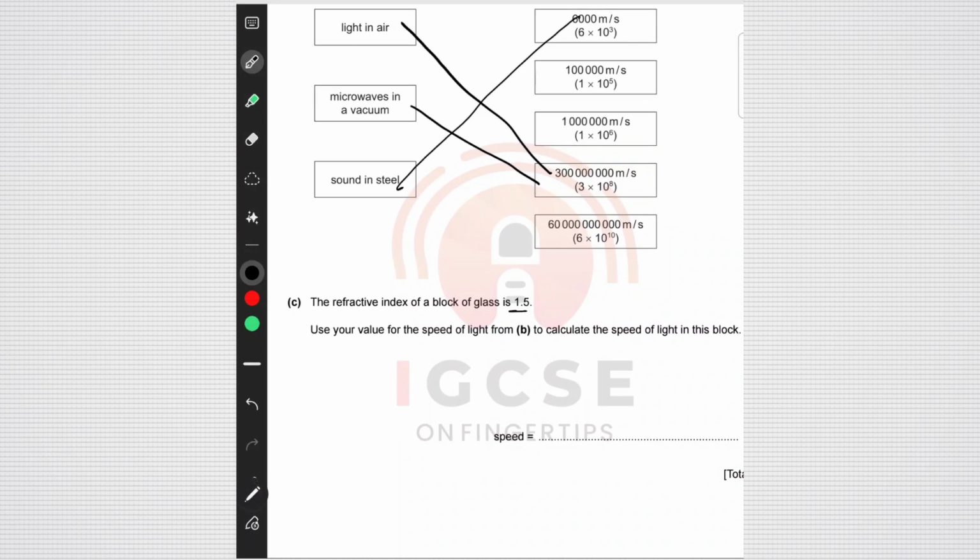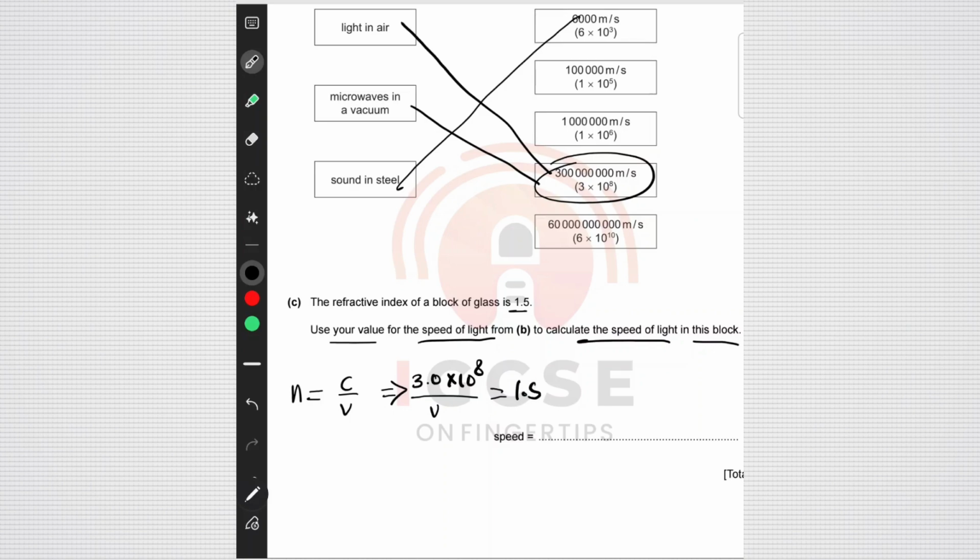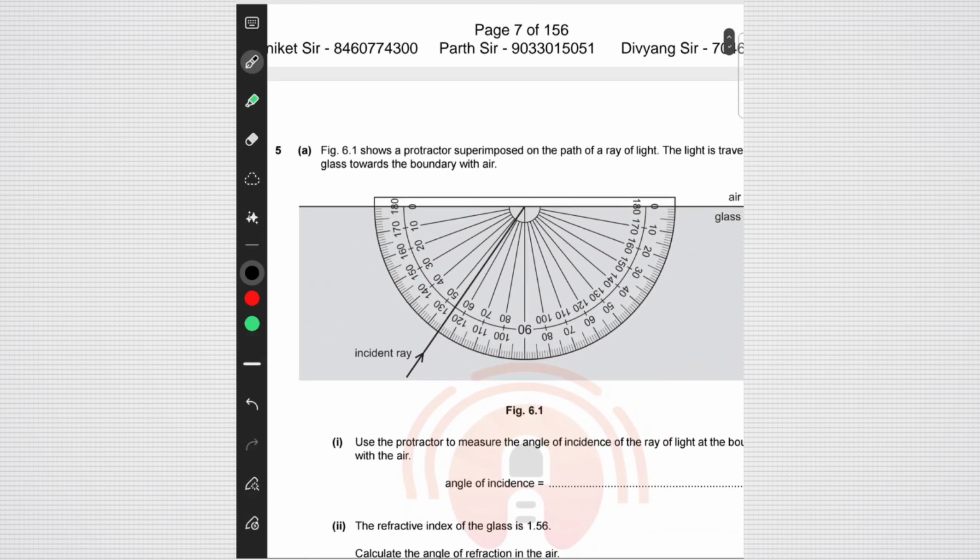Refractive index of a glass block is 1.5. Use your value for the speed of light to calculate the speed of light in this glass block. So you can write n is equal to c by v. We have done a very similar question over here, 3.0 into 10 to the power 8, the value that I have used, divided by V. I don't know the value of V, but it is given that the refractive index is 1.5. So V is equal to 3.0 into 10 to the power 8 upon 1.5, which will give me 2.0. Because the question has stated significant figures, I will write 2.0 and then I will add units meters per second.